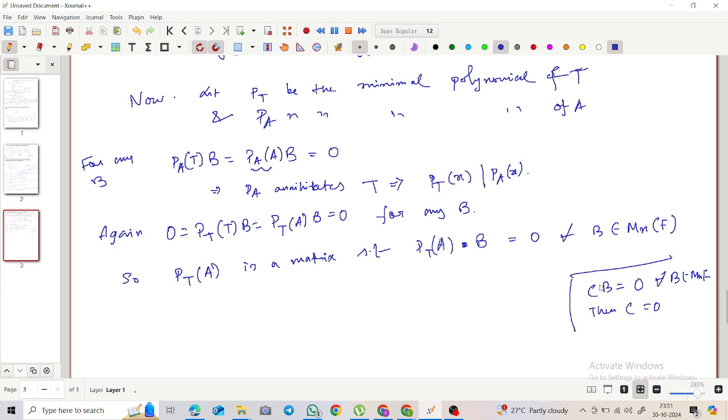Okay, so this is a homework. Try to do it. If you can't do it, then let me know. I keep giving you homeworks and you keep on not doing them. So p_T(A) is 0. That implies p_A(x) divides p_T(x). Okay, so p_A(x) equals p_T(x).